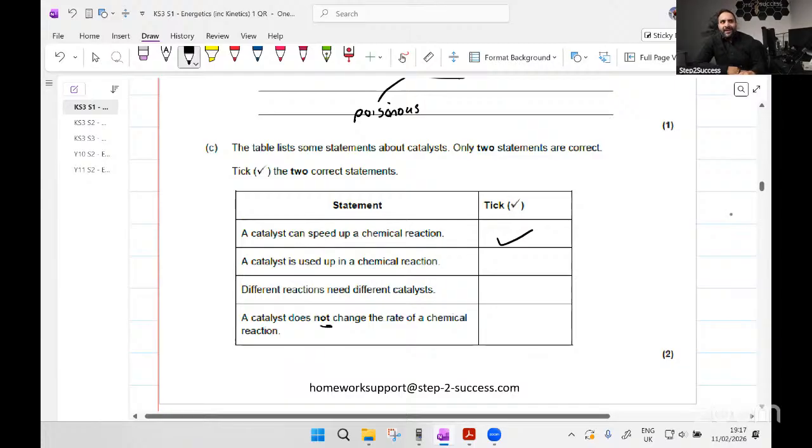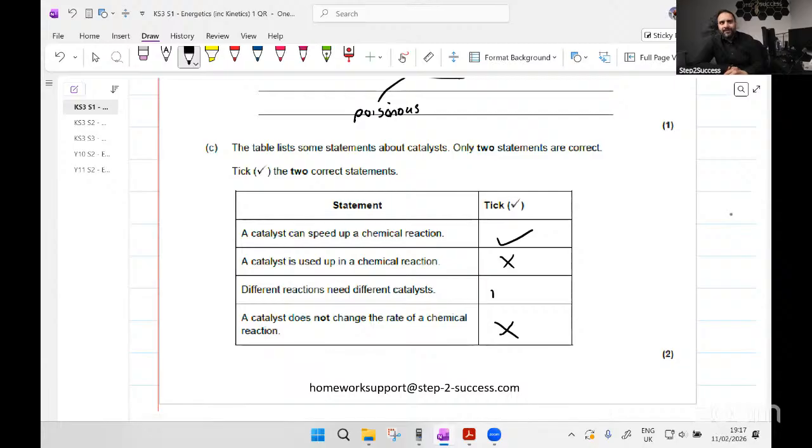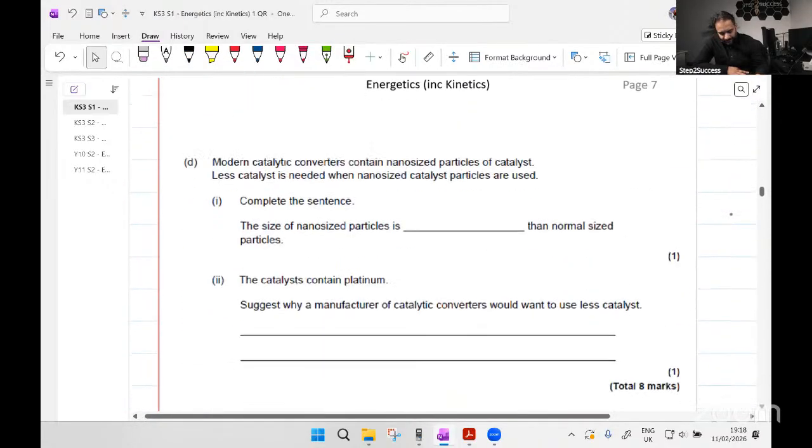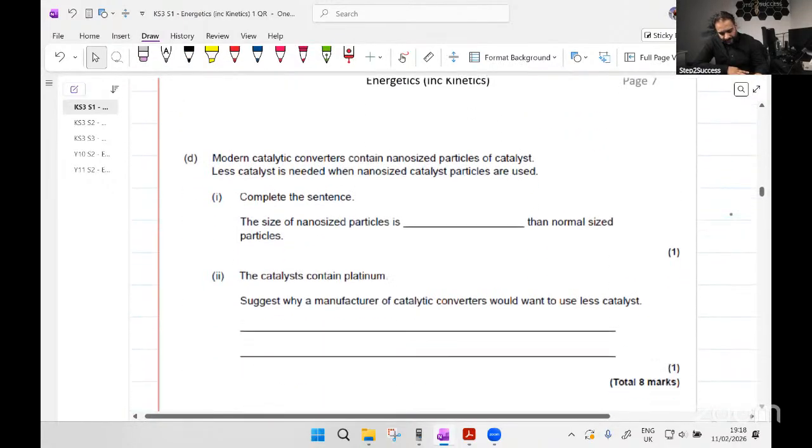It says here that it does not change the rate, but it does change the rate. So that's not the answer. Different reactions do need different catalysts, so that is the tick for that one. 1, 2, 3, 4, 8. Okay, and then keep going.